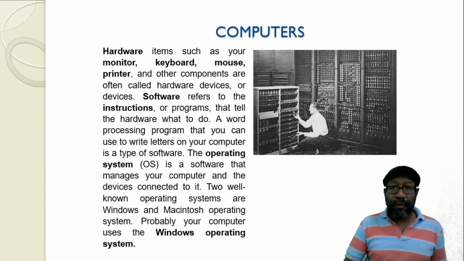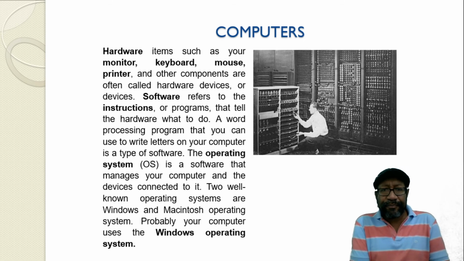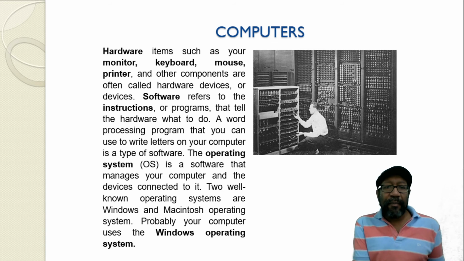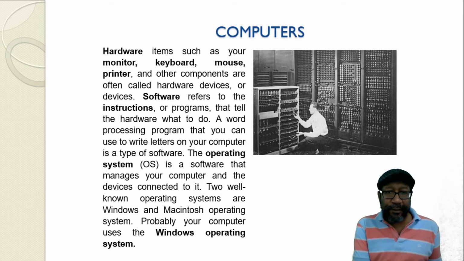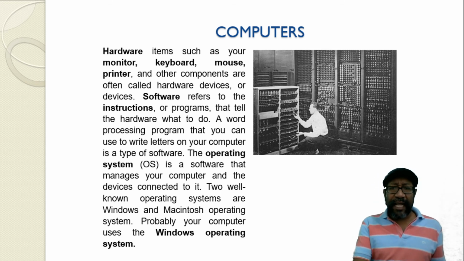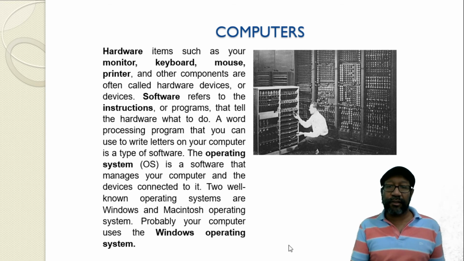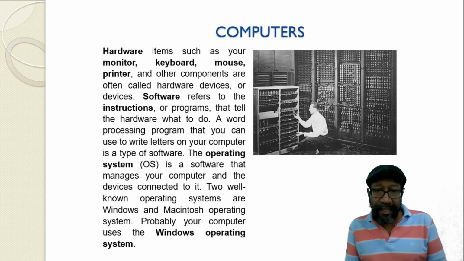Okay, so going to the third paragraph, it describes a little bit more about hardware and gives some examples of hardware: monitor, keyboard, mouse, printer, and then it goes to software. Software are instructions that we use in the computer to make the computer work. So if you don't give these instructions, nothing will happen.